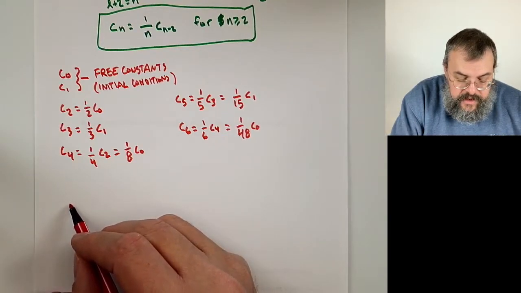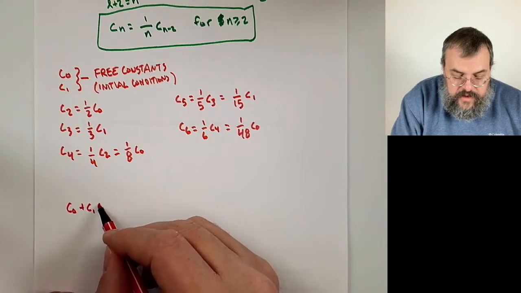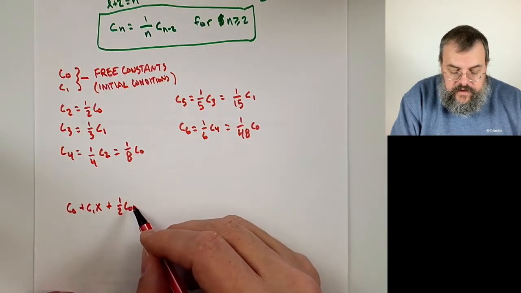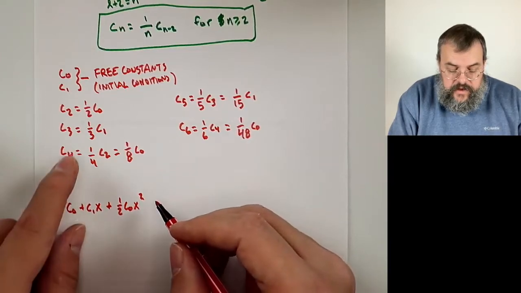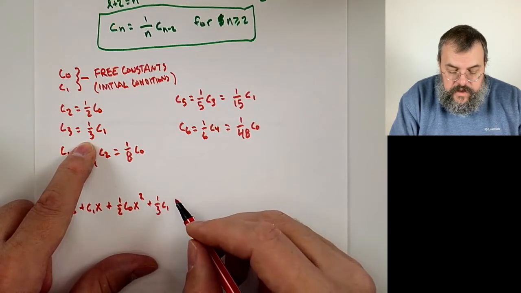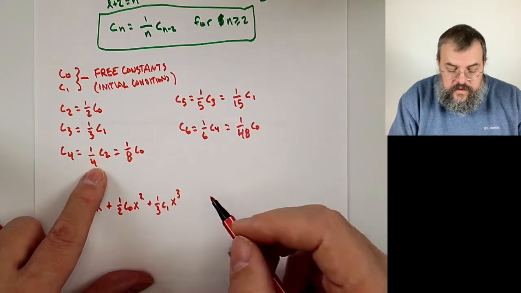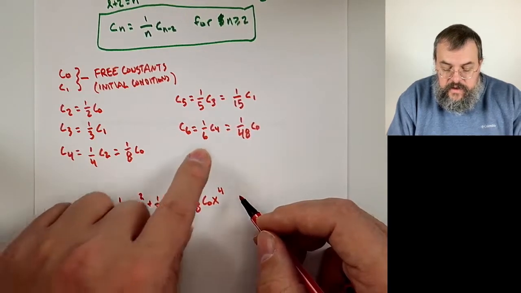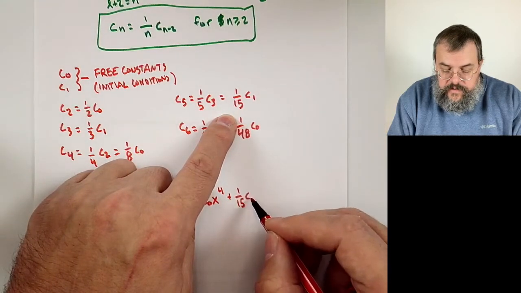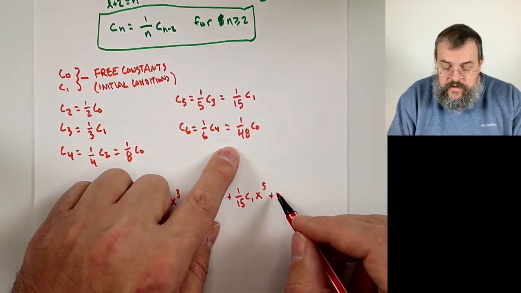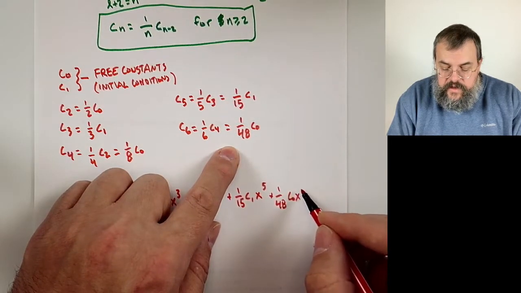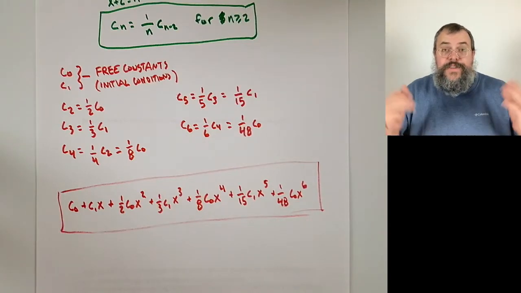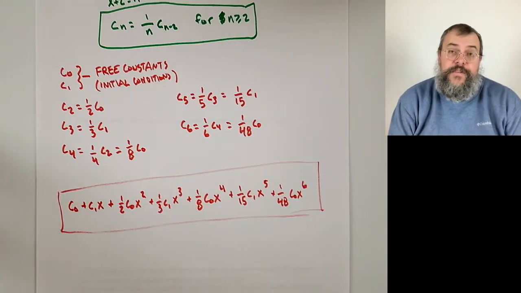So our answer would be C0, our constant, plus C1 times x, plus C2, 1/2 C0 x squared, plus C3, 1/3 C1 x cubed, plus C4, 1/8 C0 x to the 4th, plus C5, 1/15 C1 x to the 5th, and C6, 1/48 C0 x to the 6th. So that's the answer for the first 7 terms, everything expressed in terms of C0 and C1.